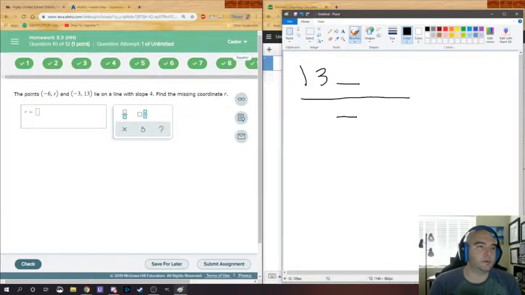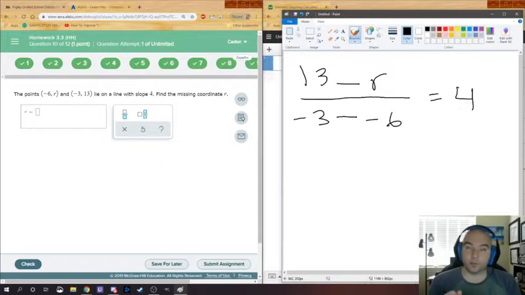y2 minus y1. Now, in this case, y1 is the letter r. x2, negative 3. x1, negative 6. And then usually you're using this to find the slope. However, in this problem, we know what the slope is going to equal. It's going to equal 4. So this is the setup here. You need to make sure that part of the writing of the equation has some stuff to represent the y and x values, and then it equals the slope that is known.